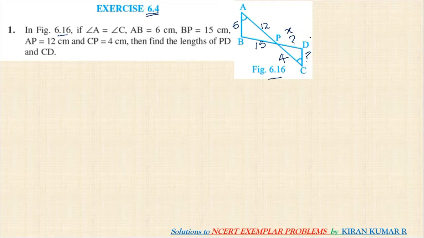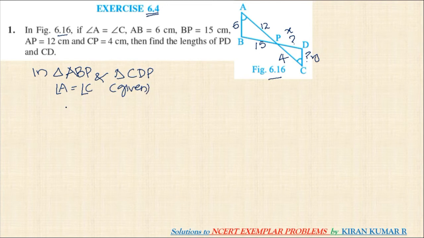Suppose if I consider the length of PD as X and CD as Y, look at the triangles. In triangle ABP and triangle CDP, we have got angle A equal to angle C because it is given. Just observe there are two vertically opposite angles, angle APB equal to angle CPD. These are vertically opposite angles. Whenever two pairs of the angles are equal, we can say that the triangles are similar by AA similarity.